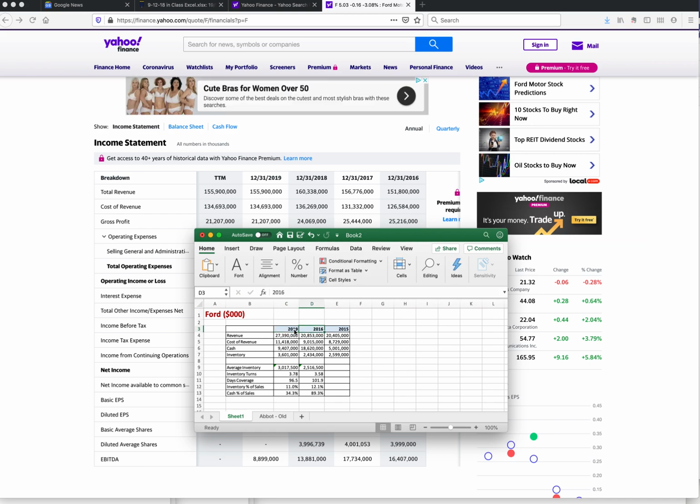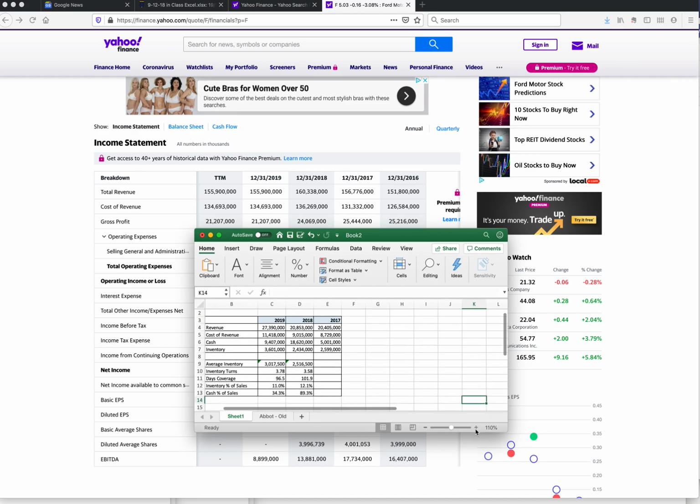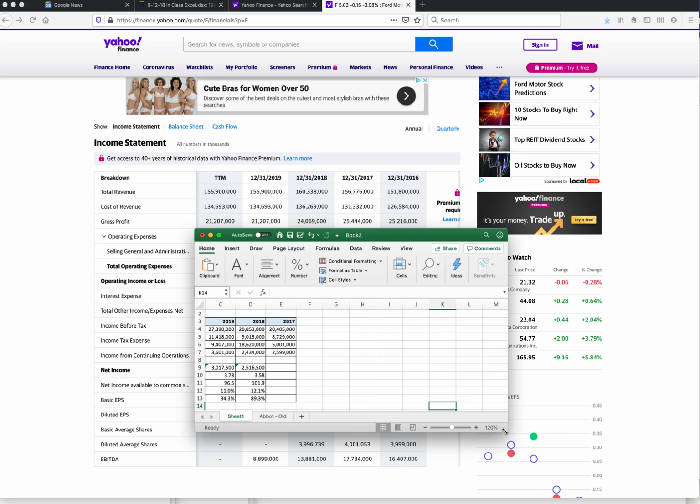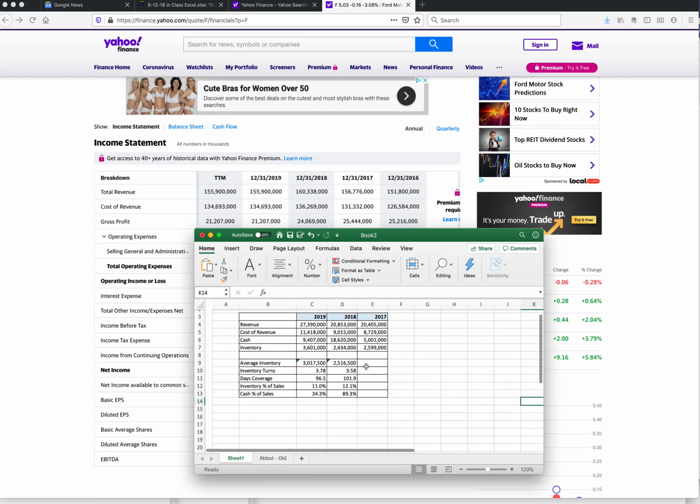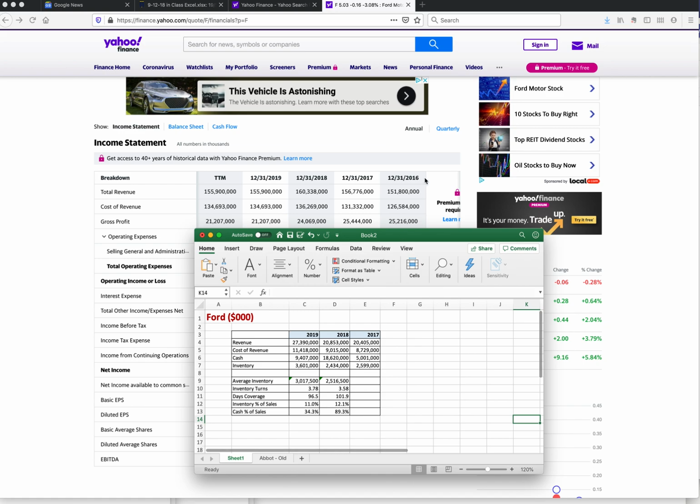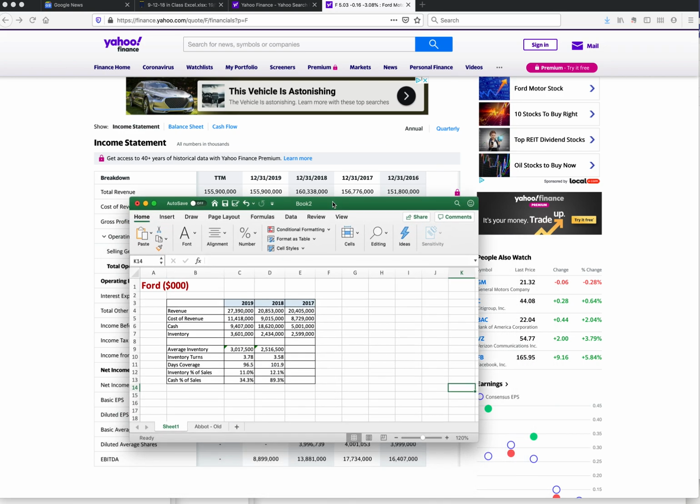2019, 2018, 2017. I'm going to make that a little bit bigger, and I'll make this a little bit bigger. And there we have it. So you can see this data. If I want to capture the total revenue for the past 3 years, and if I zero all this out, you'll see a lot of division by zero.